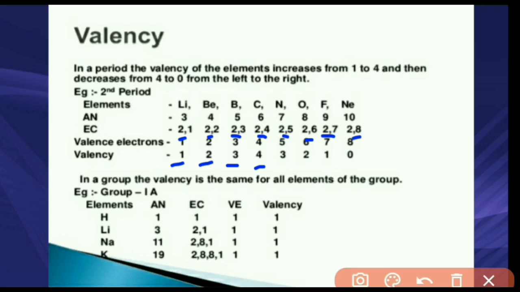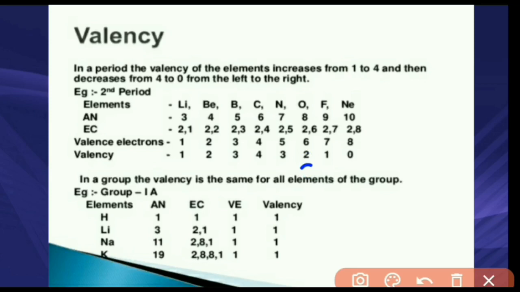In nitrogen, the valence electron count is 5, so it is more difficult to lose electrons and easy to gain electrons, and by gaining electrons it completes its octet. Next, oxygen has 6 electrons in its valence shell, so it gains 2 electrons, completes its octet and gains the stable configuration.